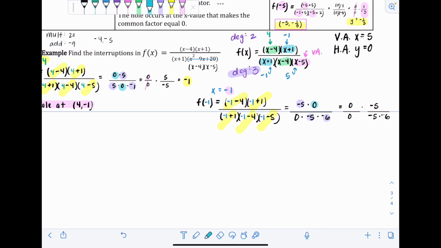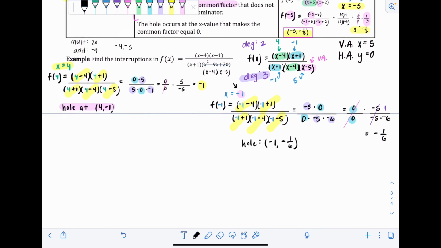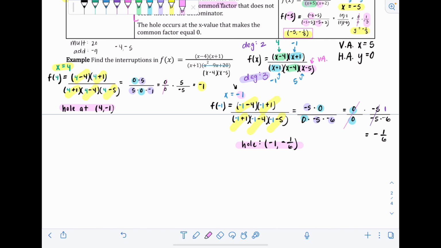And then the zeros became their own fractions. We'll do 0 over 0 cancels out. That's just 1. And then on the other fraction, negative 5 divided by negative 5, those can cancel out. So if everything cancels out in the numerator, I just have a 1. So this would result in negative 1/6. So I put in x equals negative 1, and I got out negative 1/6. So that's my second hole. Okay, so hole at (negative 1, negative 1/6).